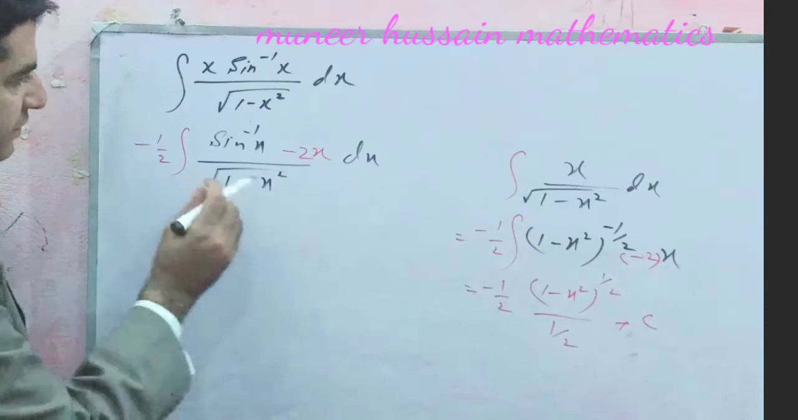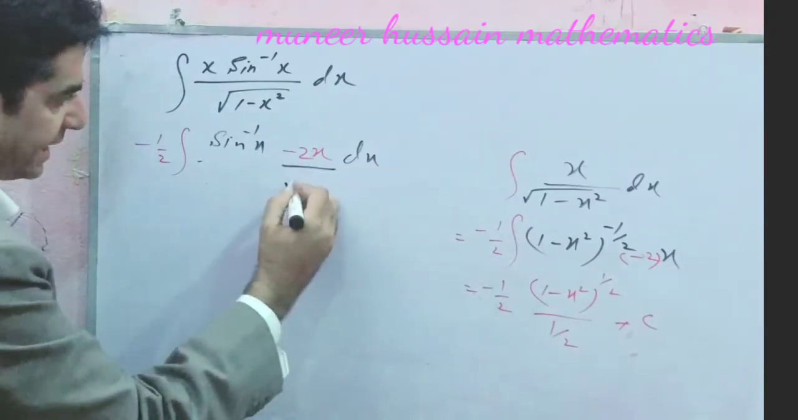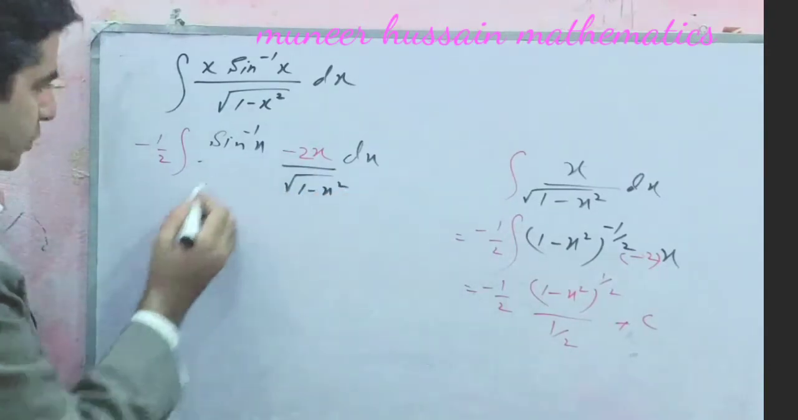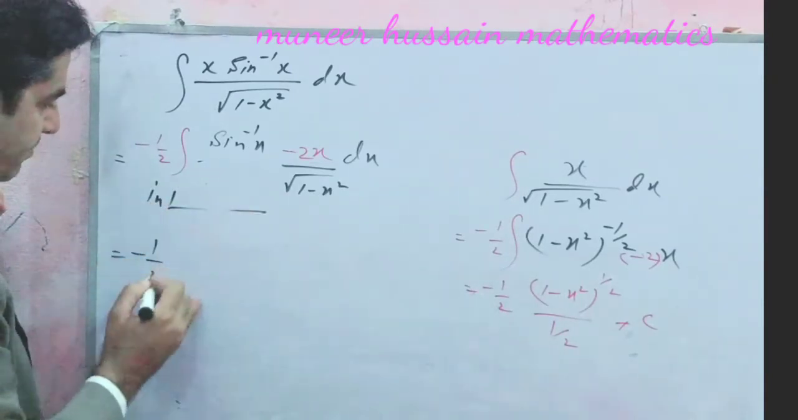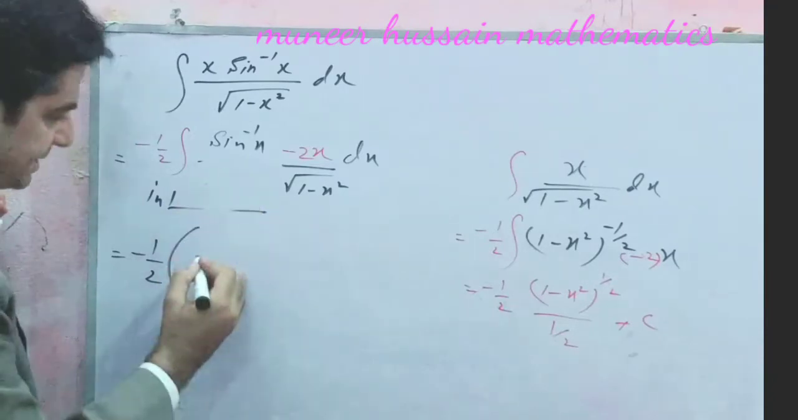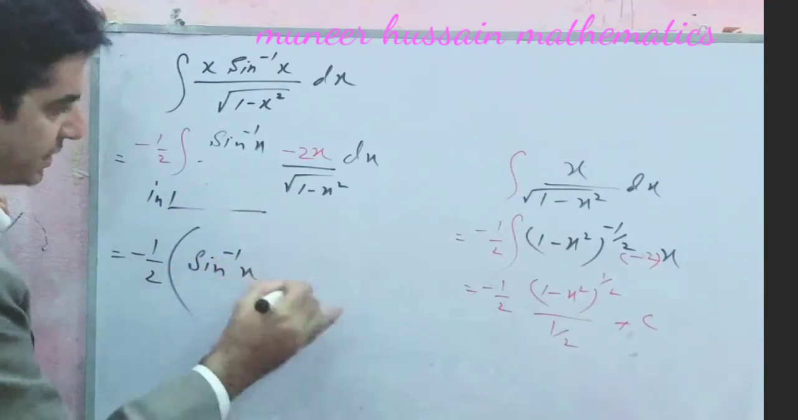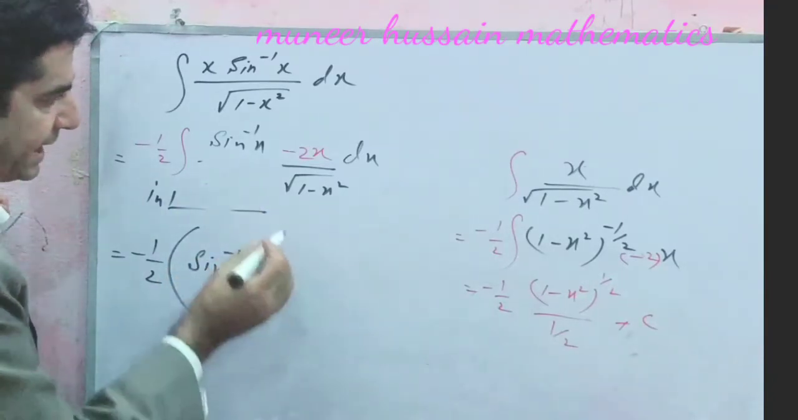Now the first function is sine inverse x, so integrating by parts, here minus 1 by 2 outside the bracket, first function sine inverse x as it is, and second function integrated.